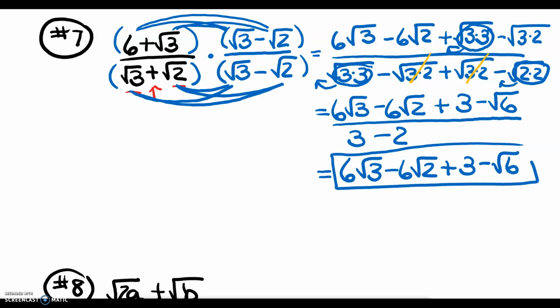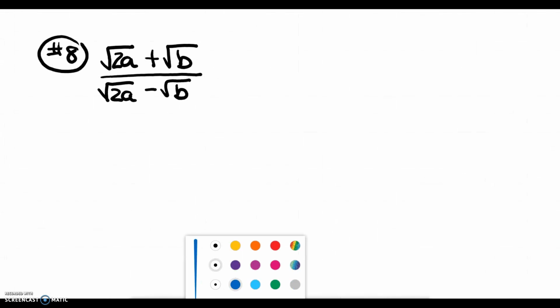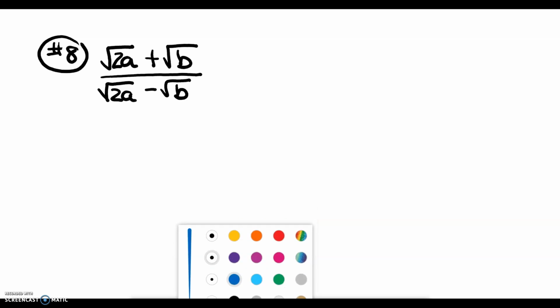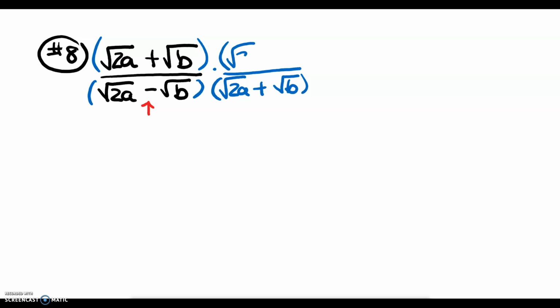So that's a lot like number 7, number 8 here. All right, so again, I'm going to start off by putting parentheses around my binomials. Okay, and then I'm going to identify my conjugate. This one has a minus sign, so we will use a plus. And I have to multiply by the number 1. So let's go ahead and distribute.